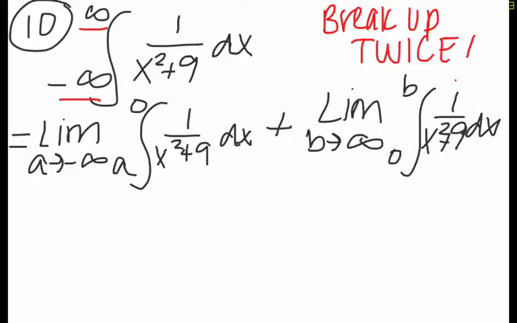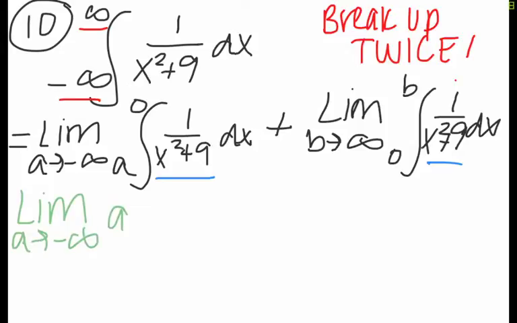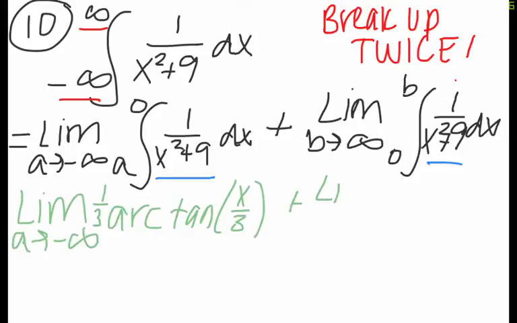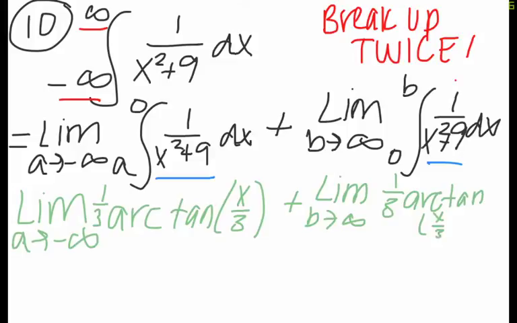Now we take the antiderivative the same way, and I'm going to underline this. Who knows what this is? Arctan. I put this on here to remind you that that's going to show up again. Carry down the limit as a goes to negative infinity of arctan, and it's 1/3 arctan of x over 3. Plus the limit as b goes to infinity. This is a formula, if you're wondering, of 1/3 arctan of x over 3. And for sake of time, I'm not going to go through the formula.